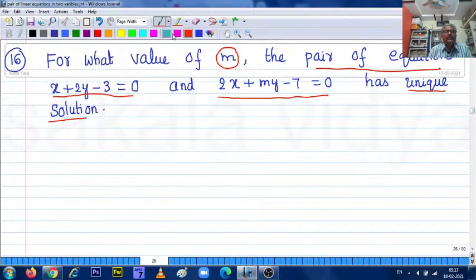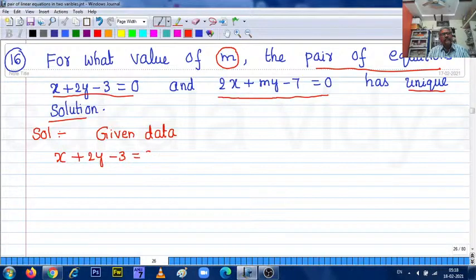Now let us write the solution. Given data: x plus 2y minus 3 equals to 0. After me, you try to read out the question also, very important. Read the question comprehensively, understand the question, and write down the given data. This process needs to be remembered in your mind.